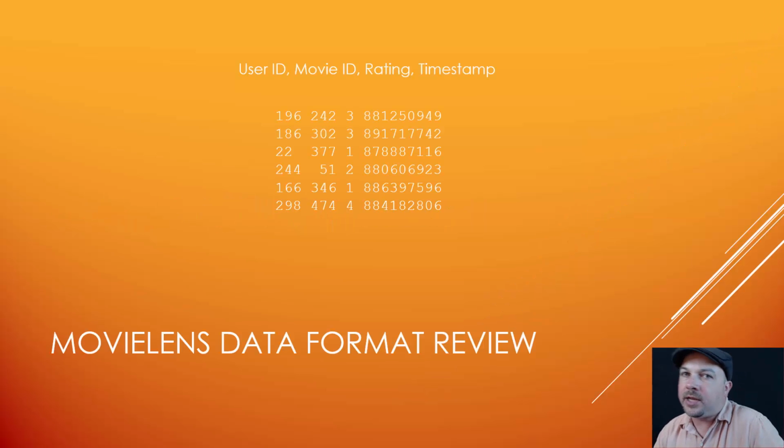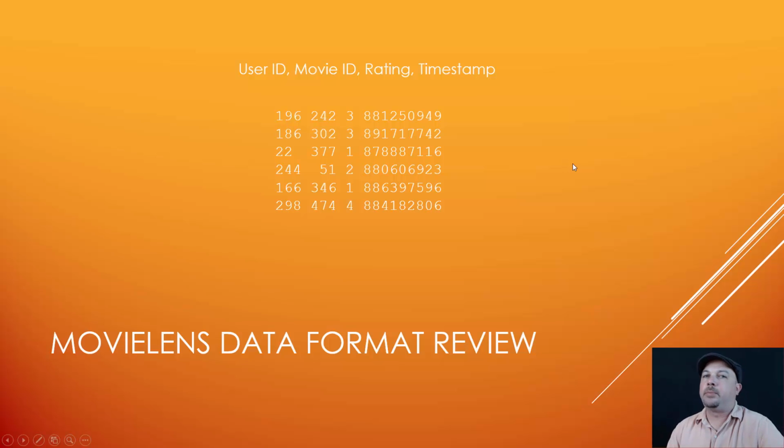Just to review the data format of the MovieLens ratings data, every line consists of a user ID, a movie ID, a rating, and a timestamp. The way to interpret each row is: user ID rated this movie, this rating, at this time. For example, user ID 196 watched movie 242, gave it 3 stars, and did it at whatever this timestamp represents. That's actually an epoch seconds format. There's a way to convert that to a real date, but it's not important because we're not using that data.